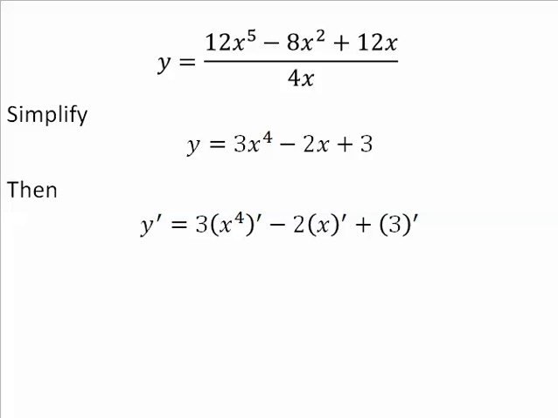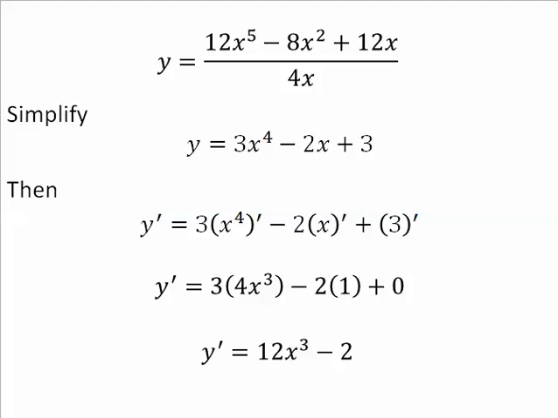So y prime is equal to 3 times the derivative of x to the 4 minus 2 times x to the 1 plus the derivative of 3. And by now we're pretty efficient at that. The derivative of x to the 4 is 4x to the 3, the derivative of x is 1, and the derivative of 3 is 0. And so I get an answer of 12x to the third minus 2. And I did that without using the quotient rule.